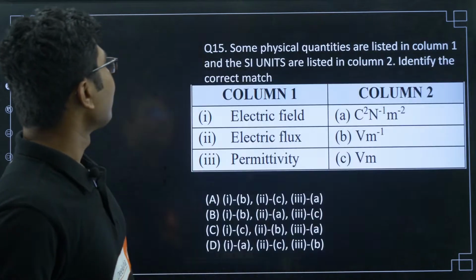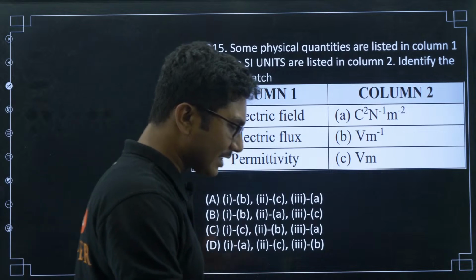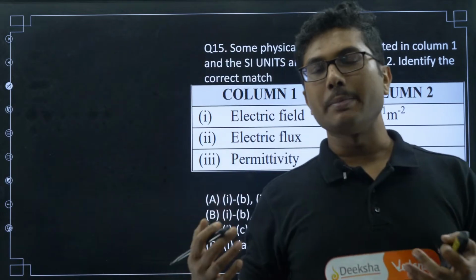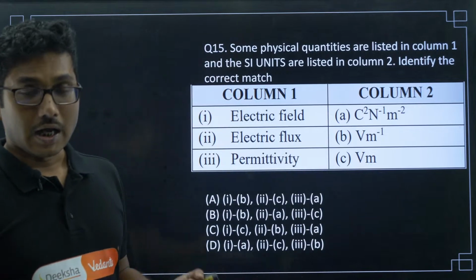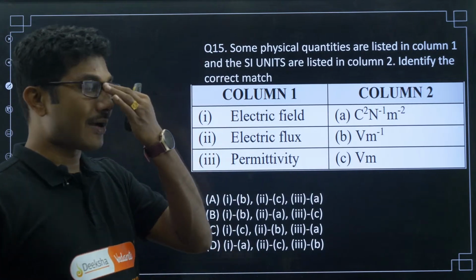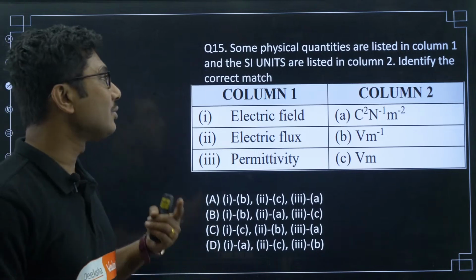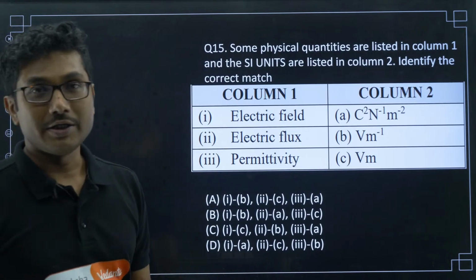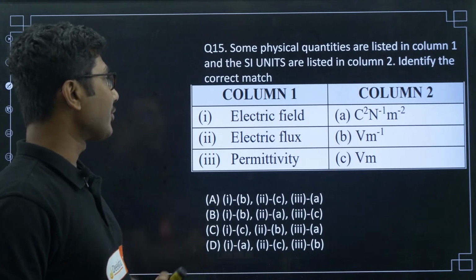Now, let us move on to the next question. This is a table based question. You can expect at least one table based question in your PU exam as well, because all the 3 blueprints that we have seen have at least one table based question. So, you can expect at least one in your final PU board exam as well. Now, let us see what the question is.